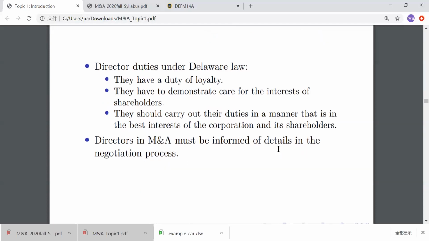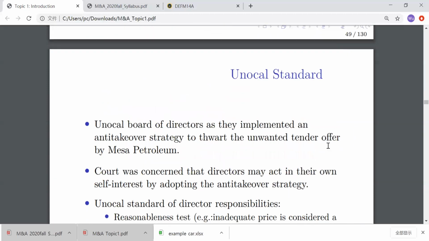So in mergers and acquisitions, typically directors must be informed of details in the negotiation process, right? They also need to pay attention to the negotiation details, right? That is reported by the manager. So this is the duty.